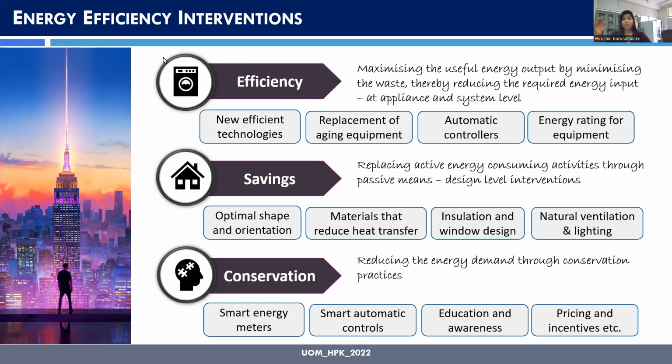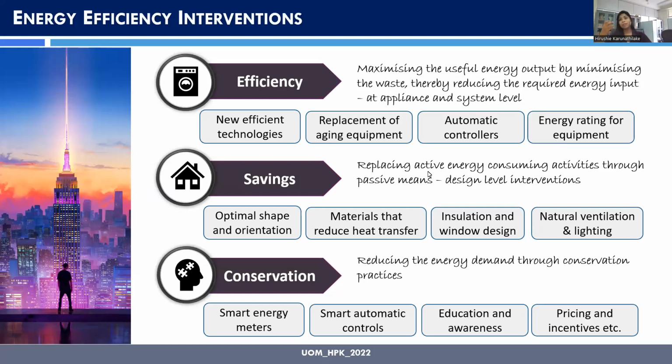The energy efficiency aspect can be further classified as efficiency, savings, and conservation. By efficiency, we mean that we are maximizing the useful energy output of, let's say, an appliance, a washing machine, an electric light, or a refrigerator, by minimizing the waste. Therefore, we are reducing the required energy input at appliance and system level. So how do we do this? By introducing new technologies or replacing older and less energy efficient equipment, using automatic controllers or energy rating for equipment, and energy savings, where we replace active energy consumption through passive means.